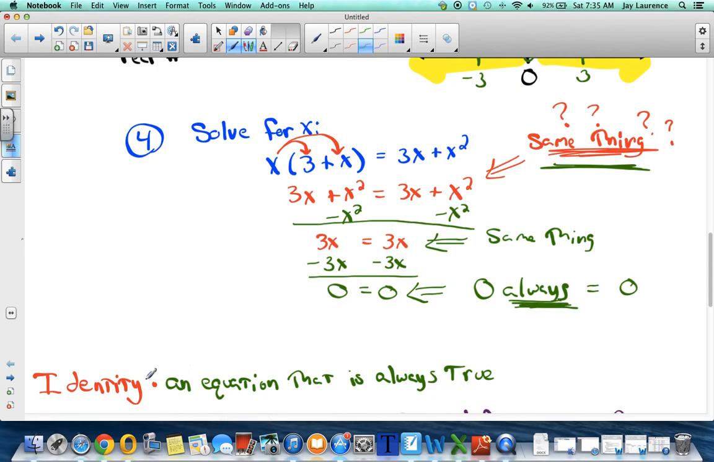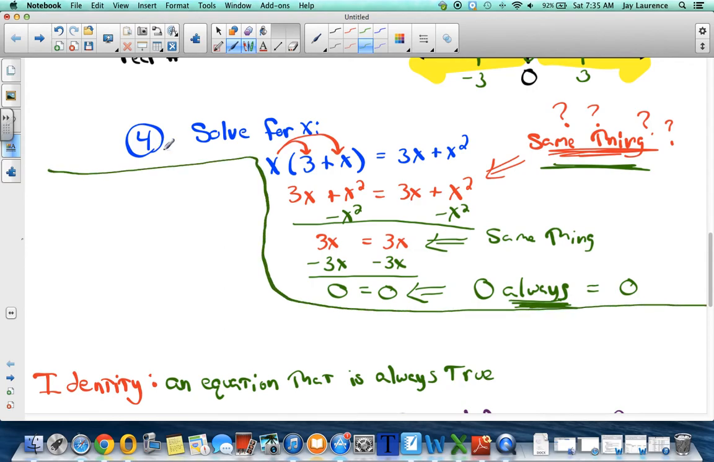Look at it down here. I've got a definition. Identity, an equation that is always true. Did you get that down? Did you put it on your flashcard? Identity, an equation that is always true.